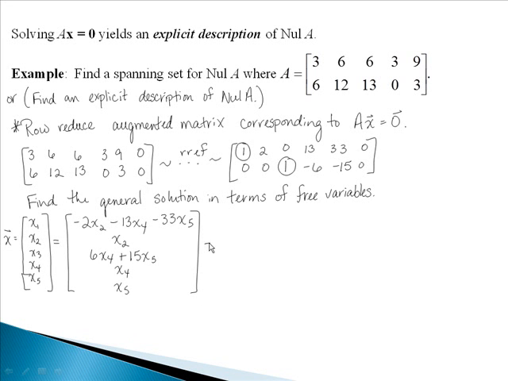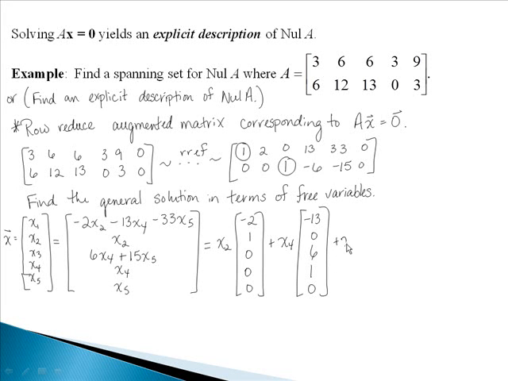So now what I'll do is I'll factor out my x2, x4, and x5, my free variables. So I have x2 times a vector with negative 2, 1, and then 3 zeros, plus x4 times a vector with negative 13, 0, 6, 1, 0, plus x5 times negative 33, 0, 15, 0, 1. And hopefully this is familiar. I'm kind of going through this; it's been a little while since we did the general solution.